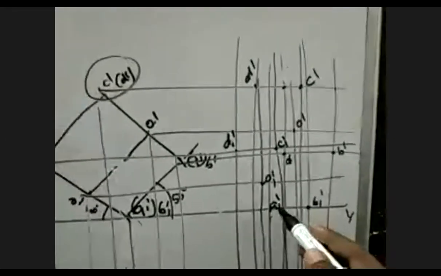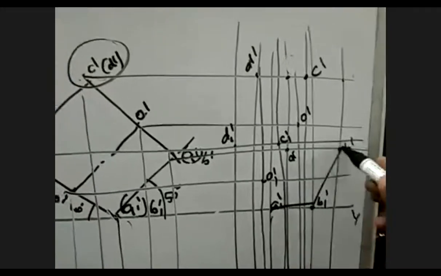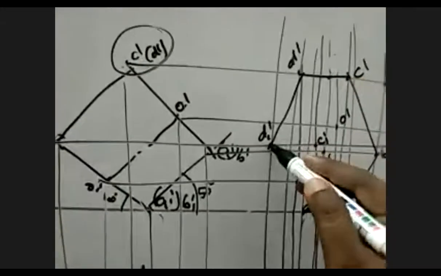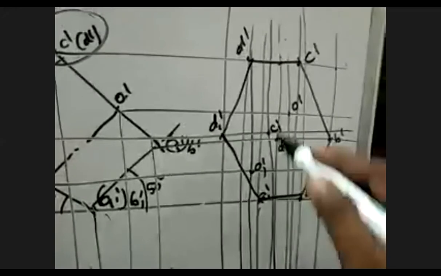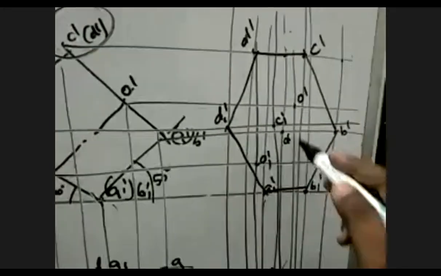O1 dash. Okay. Now here draw the outermost boundary line dark. A1 to B1, B1 to B, B to C, C to D, D to D1, D1 back to A1. Now which are all the points you have not touched? This is A point and this is C1 point.